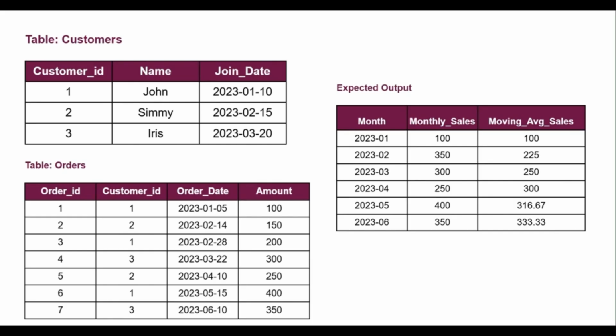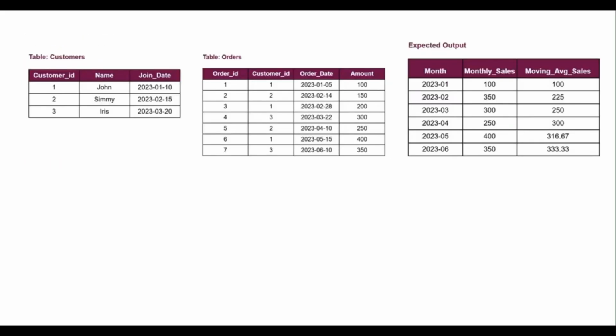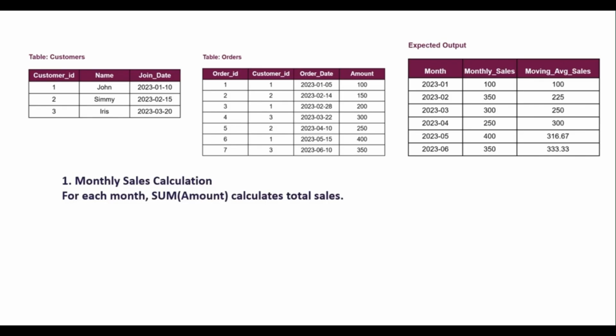So to derive this output table, first of all, we will have to calculate monthly sales. So to do that, for each month, we will calculate the total sales using the sum function on the amount column. So if you see for the order date, there is one row for the January month, two rows for the February month, one for March, then one for April, one for May, and another one for June. So let's calculate the total sales amount for each month.